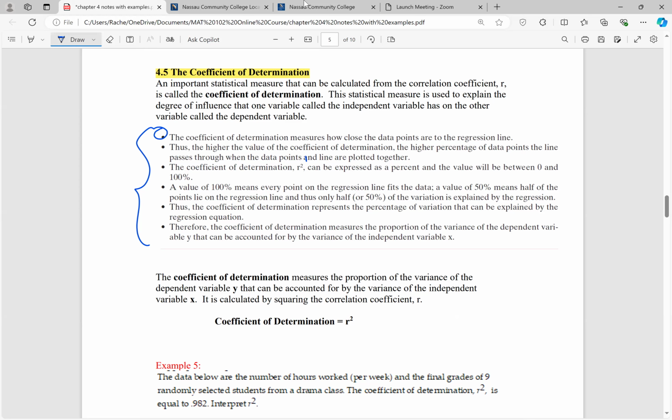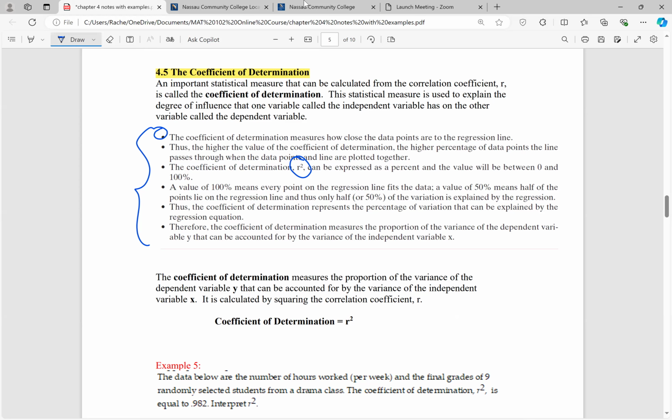We use R squared to represent the coefficient of determination. And we typically write it as a percent. So R squared is always going to be a value between 0 and 100%. And the coefficient of determination is just the correlation coefficient squared, or R squared.